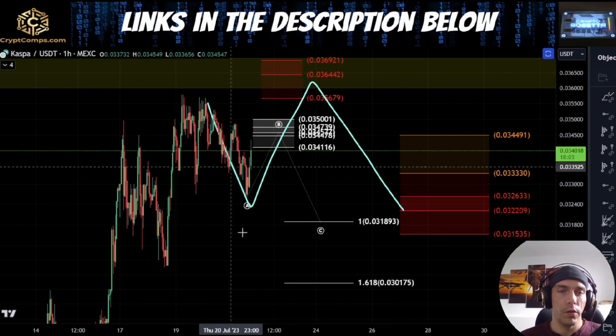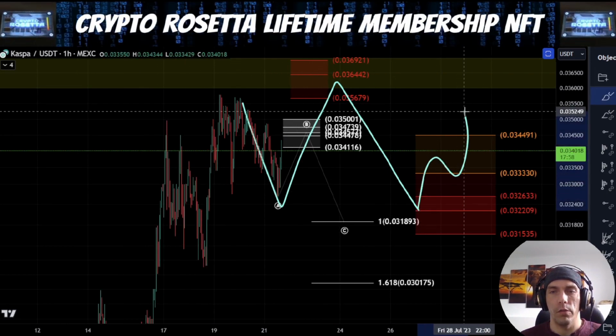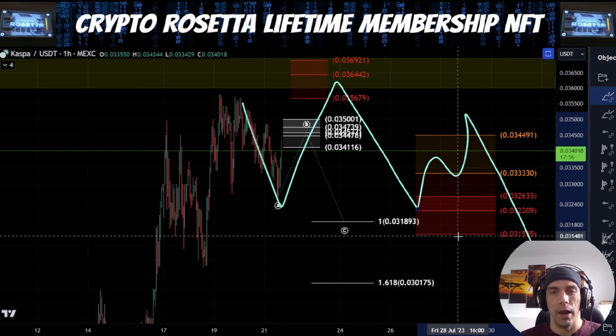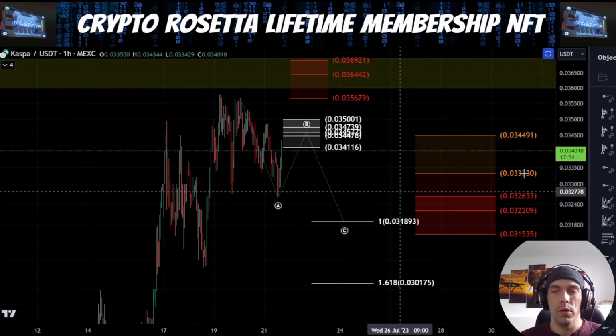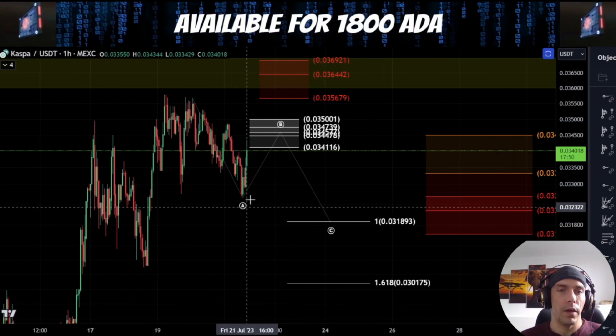It would still be within the realms. We just have to be careful that if we do get a flat like this, we don't get another 3-wave move up and then start that bigger decline to the downside. So this is what we're looking for at the moment. We need to hold that key support zone if we are looking for that bullish case.